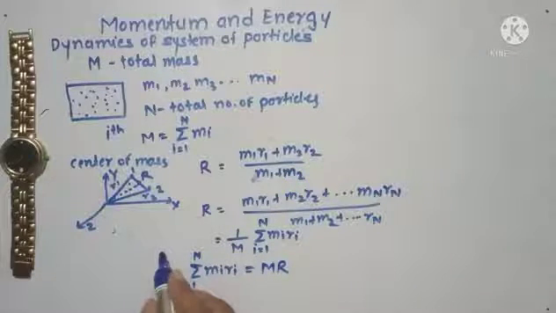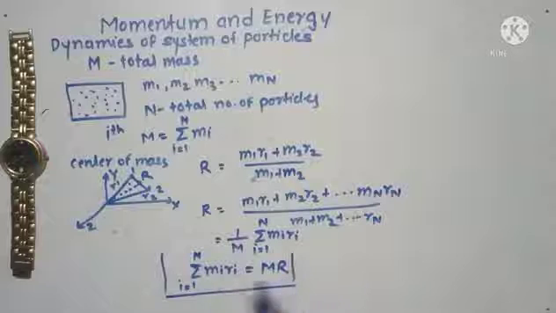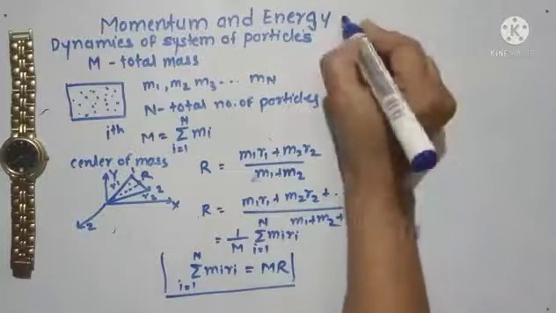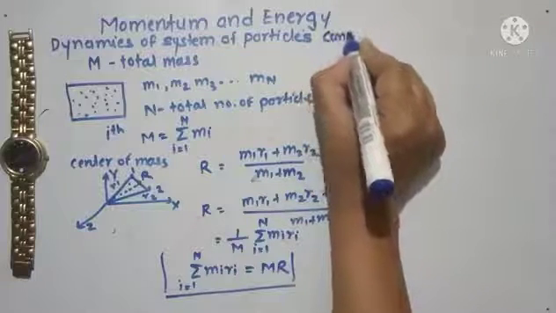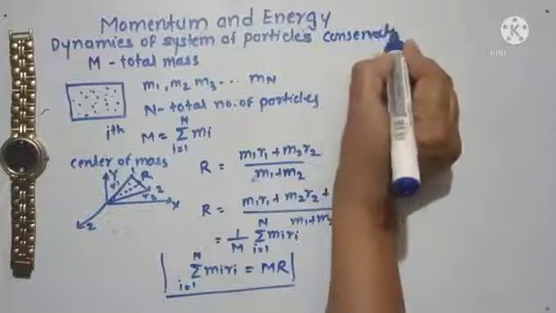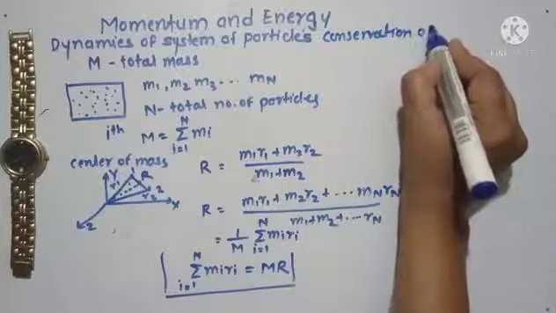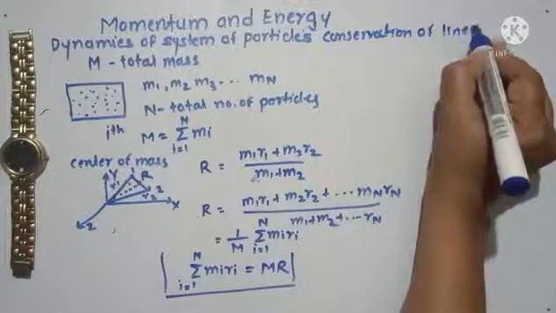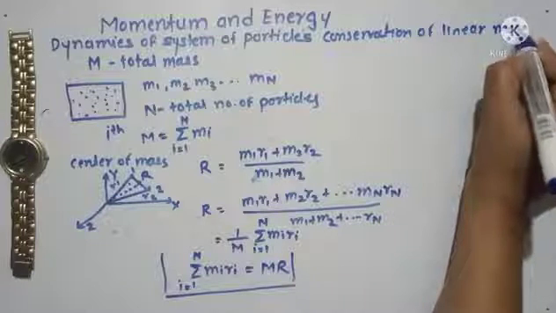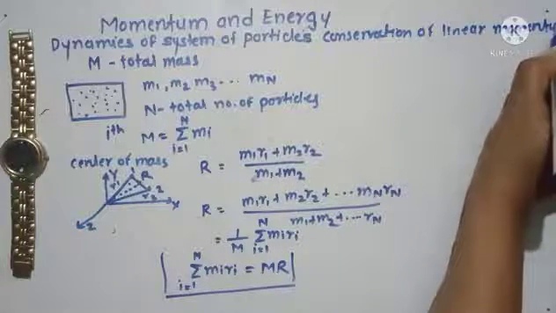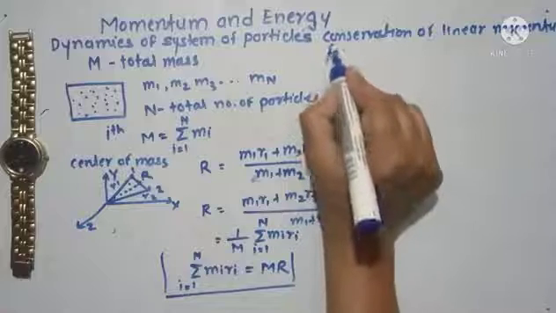This is the expression which we use everywhere in the dynamics of the system of particles. The summation of mi ri is equal to M into capital R, where R is the position vector of the center of mass. Now let us see the conservation of linear momentum for a system of particles.